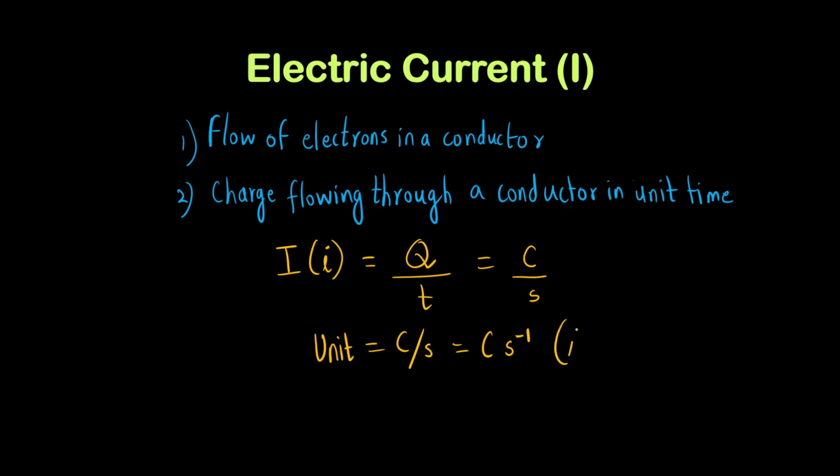This is also called ampere. Why? Because this was discovered by a scientist called Andre Ampere. So that is why we sometimes write ampere, that is capital A. All these are units of electric current.